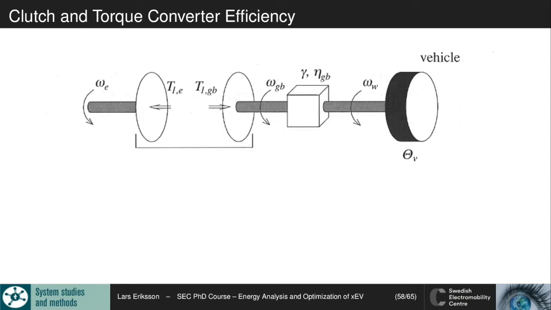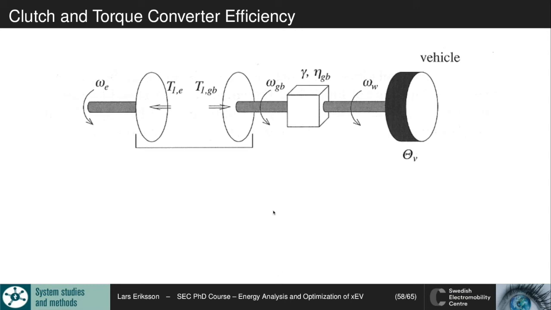So the clutch and torque converter are sitting here, and they are decoupling the system so that we can have one rotational speed on one side and another rotational speed on the other side. It's used, for example, during gear shifting events where we change the gear ratio here and are changing the interconnection speeds here.